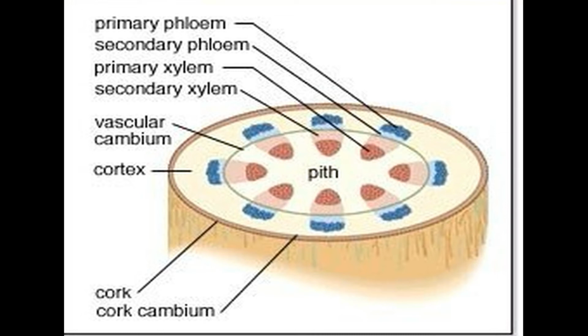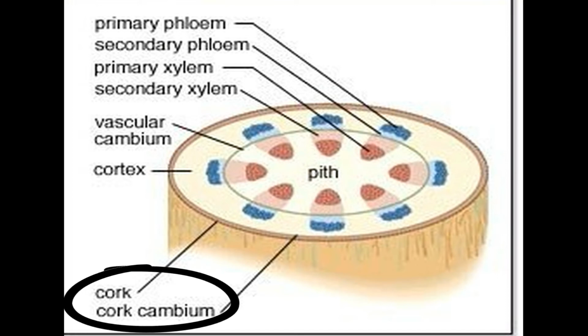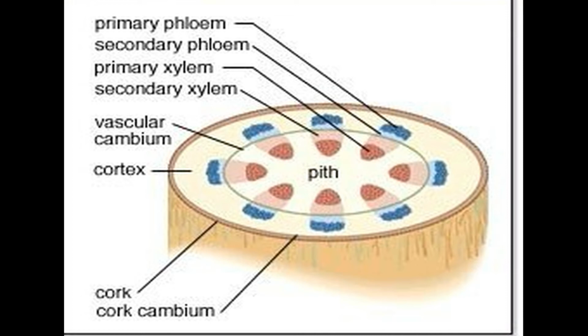There are two types of lateral meristems, which are vascular cambium and cork cambium. Let's take a look at the vascular cambium. The vascular cambium produces the secondary xylem and the secondary phloem.